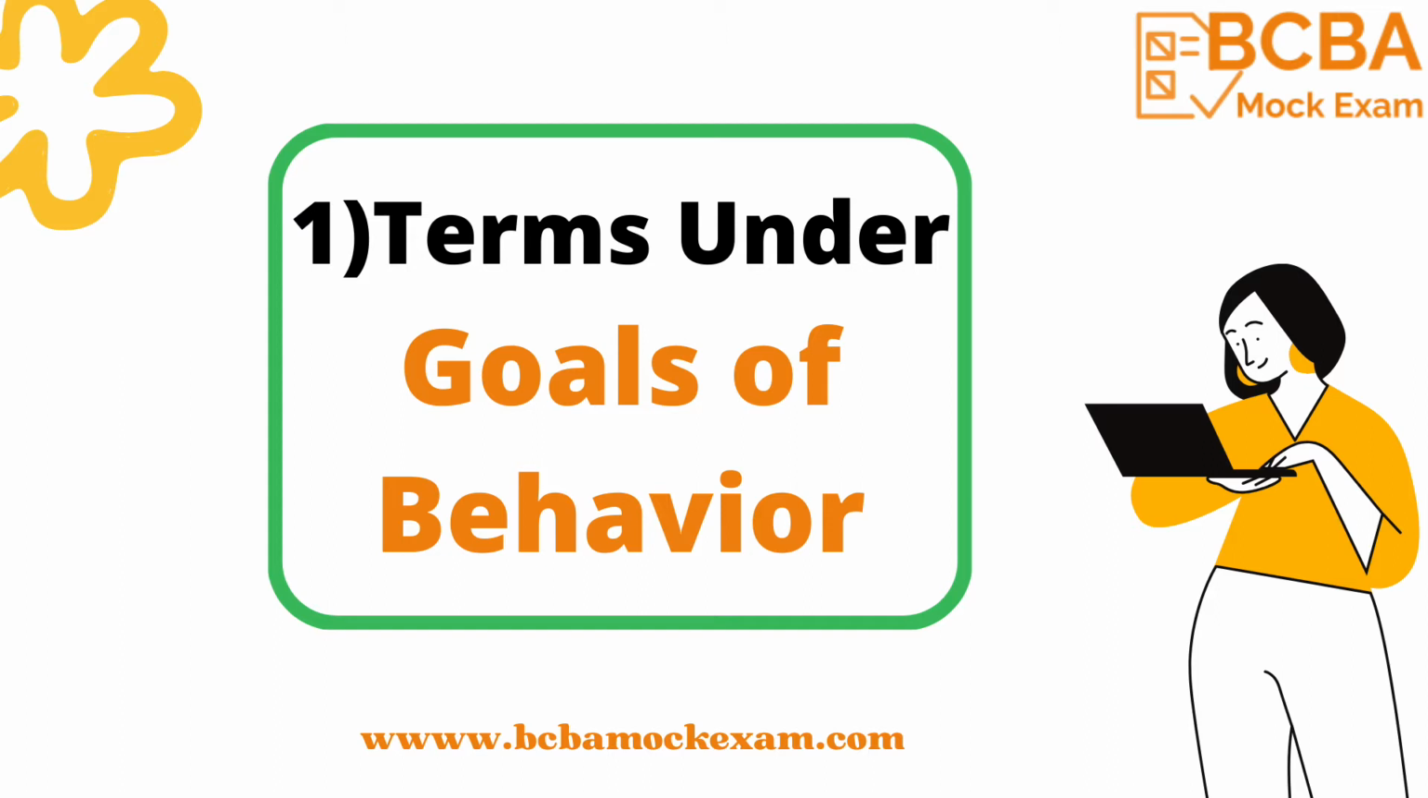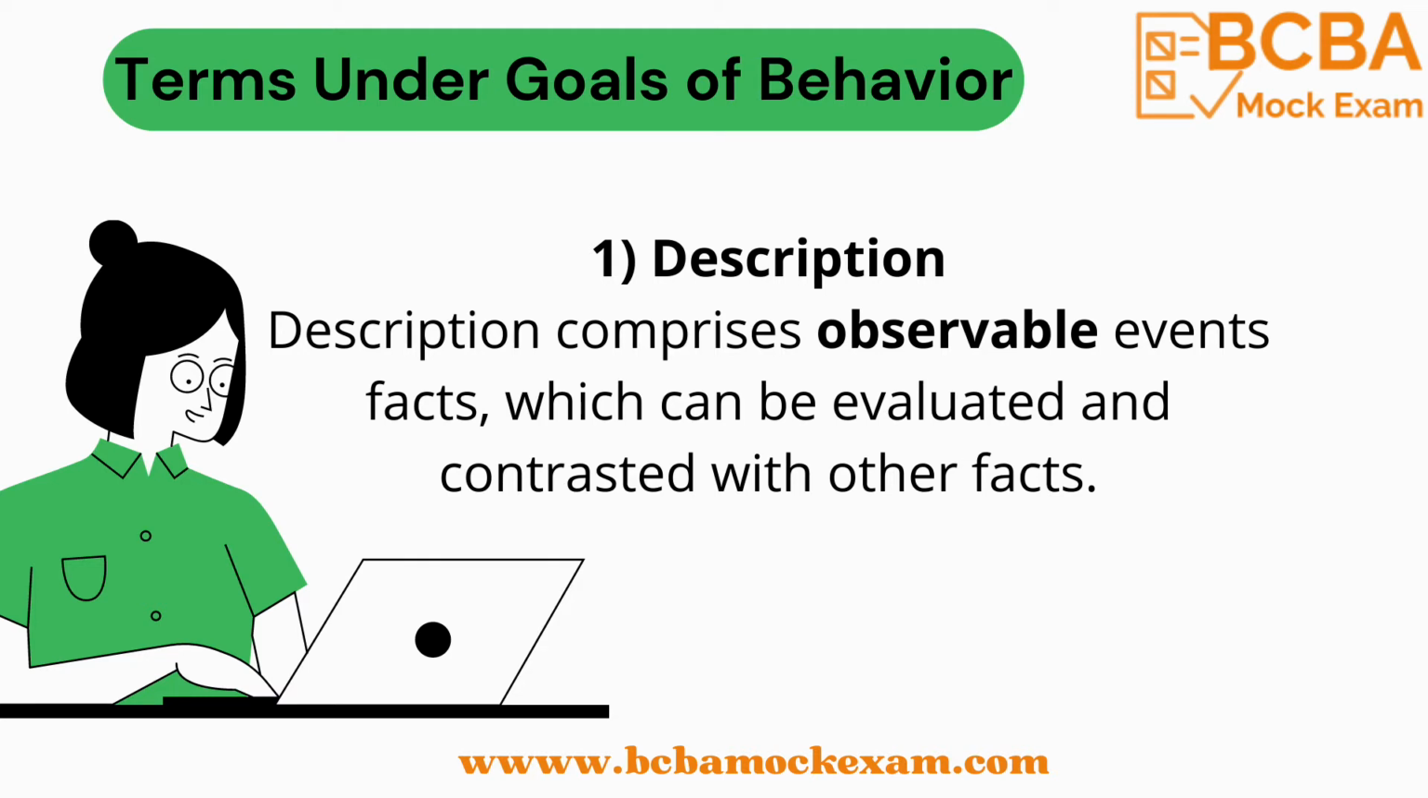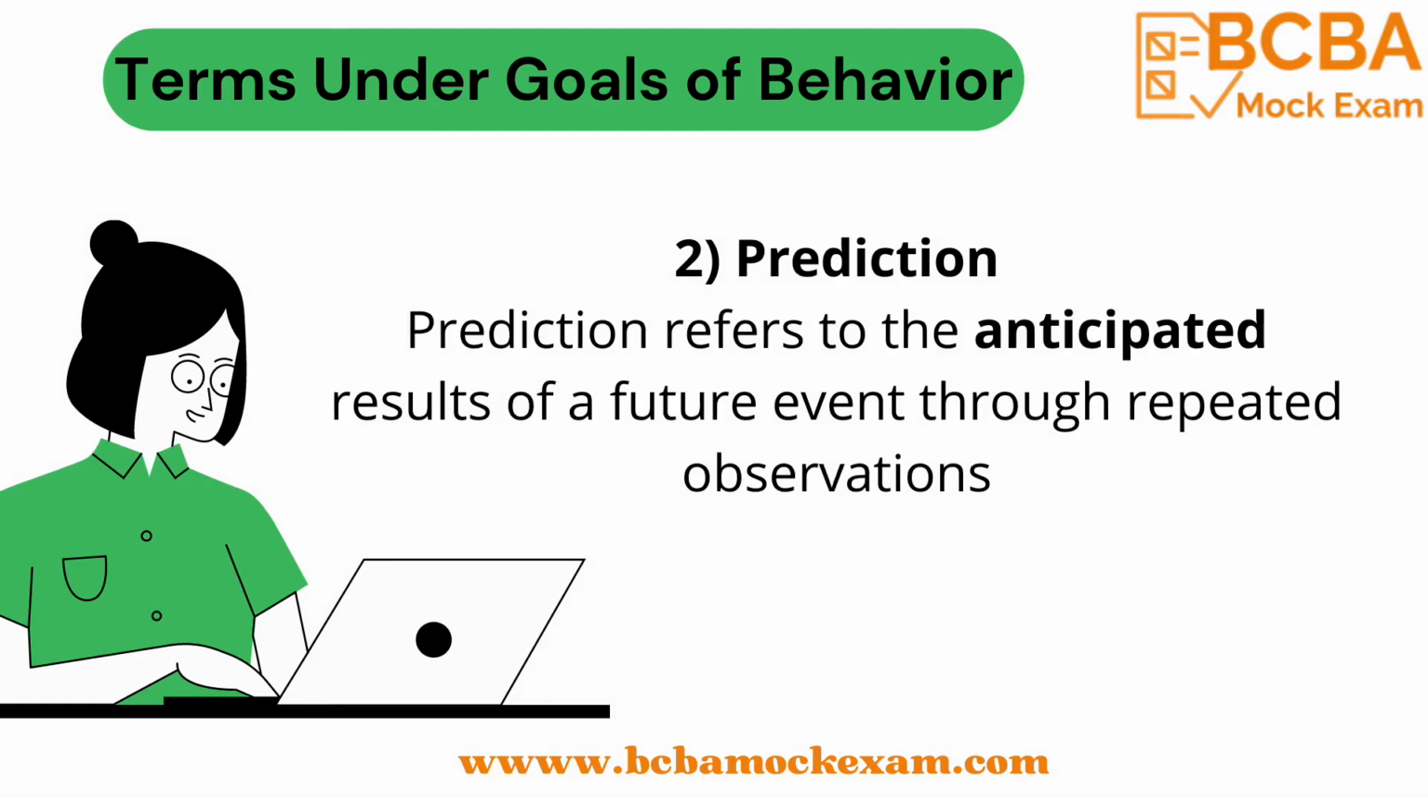Our first section today is terms under goals of behavior. Based on the content of the task list provided by the Behavior Analyst Certification Board, there are three main terms, which are description, prediction and control. Number 1. Description. Description comprises observable events and facts, which can be evaluated and contrasted with other facts. Description is a starting point in science, because the information gained from the systematic study of an interesting event can improve our inquiries and lay the foundation for future research into that event.